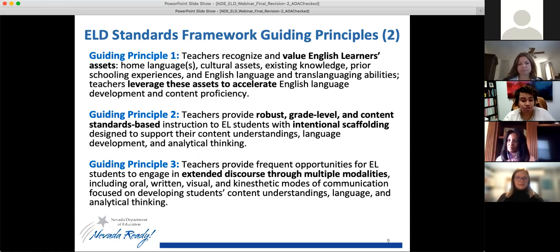Guiding principle number 2 refers to teaching the grade level content with intentional scaffolding. So you might ask yourself, even as an administrator, how am I going to provide professional development opportunities to assist teachers with the training on how to scaffold so that they can be prepared? Guiding principle 3 focuses on providing multiple opportunities for extended discourse through multiple modalities. So again, how can you plan for discourse opportunities throughout your lesson?